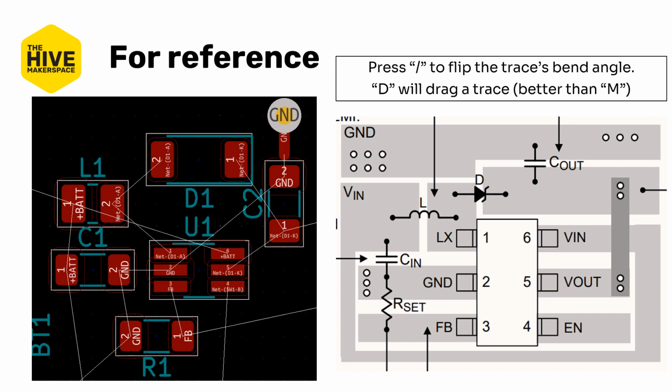So I'll leave these up for reference here. Press the slash button again with the question mark to flip the trace's bend angle if you need. And if you've placed a trace and need to adjust it, D will drag a trace, which is much better than move, because move will actually pick the whole thing up and move it. Drag will only drag the bend of it.